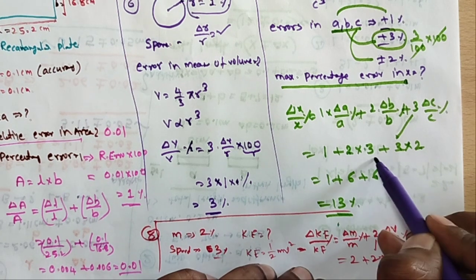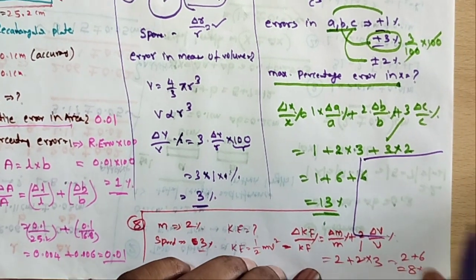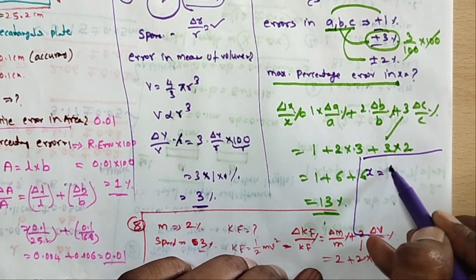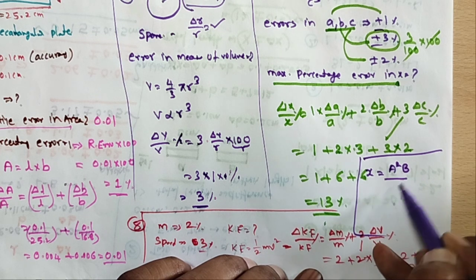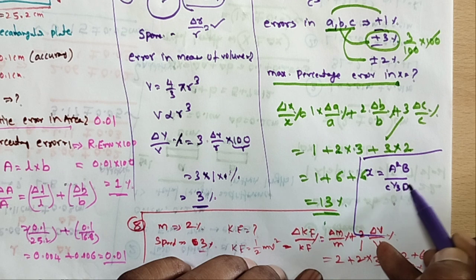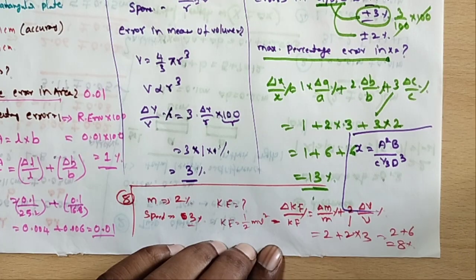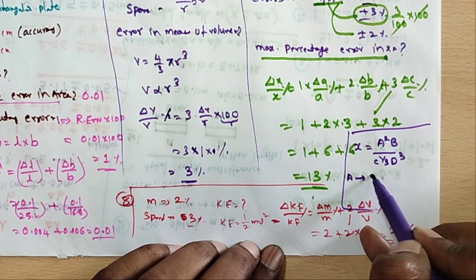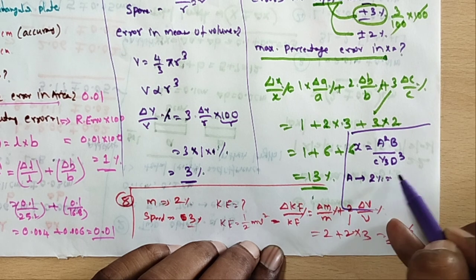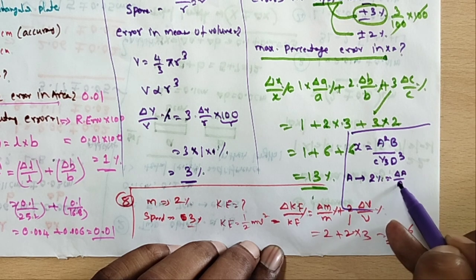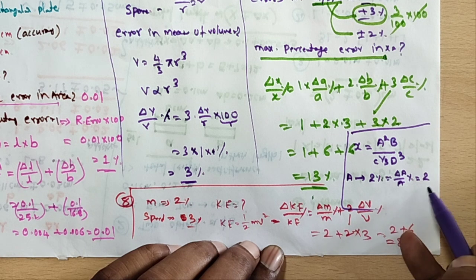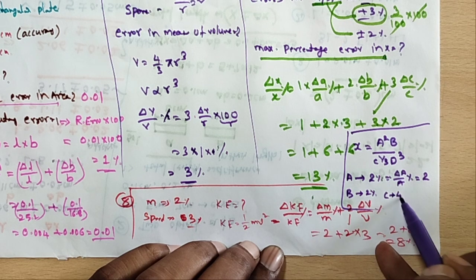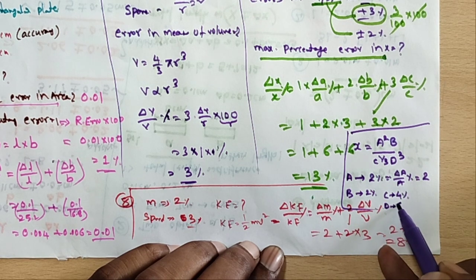I'll give you some homework, so please practice this homework. x is equal to a square b by c power 1 by 3 d cube. One relation is given, with percentage errors. a is 2%, which means delta a by a percentage is given as 2. b is 2%, c is given as 4%, and d is given as 5%.